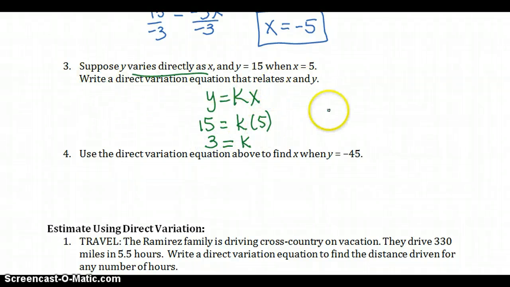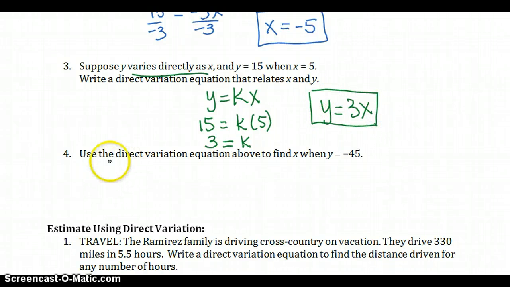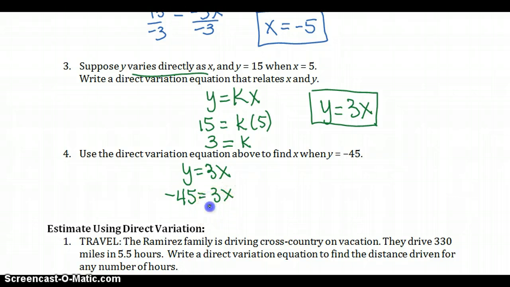So write the direct variation equation: y equals 3x. It's an equation because x and y are going to change constantly. It's linear, and I needed to know the constant rate of change, which was 3 over 1. Now use that direct variation equation and find x when y is -45. So y equals 3x, y is -45. Solve for x, divide by 3, and x is going to be -15.